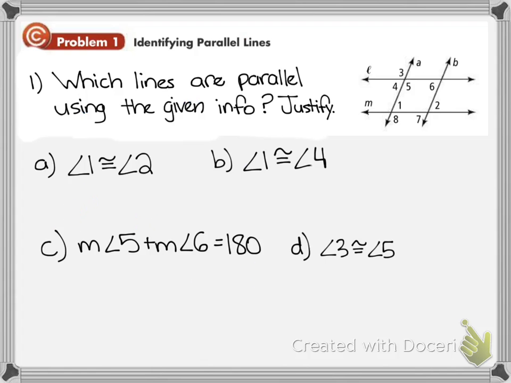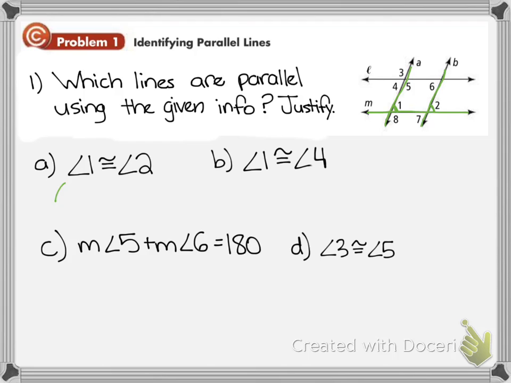So let's look at an example of how we can use these converse theorems in a problem. Let's look at number 1. Which lines are parallel using the given information? Justify your answer. Let's look at part A. Part A says that 1 is congruent to 2. If we know that those two angles are congruent, what two lines can we determine are parallel? Well, 1 and 2 are what type of angles? They are corresponding angles. So let's see what lines they hit. They both hit transversal M, they both hit line A and line B.